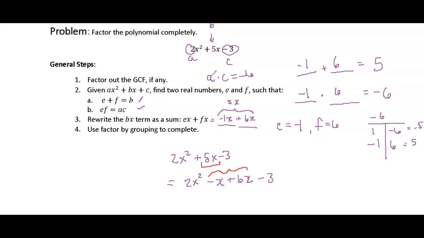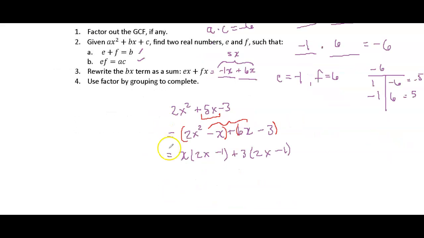We can finish off the problem by using the factor by grouping technique. Grouping the first two terms, I can factor out an x. Grouping the second two terms, I can factor out a positive 3. Remember, when you're using the factor by grouping technique, you want to end up with two factors that are the same. This is so that we can take the GCF of this complete expression that we have.